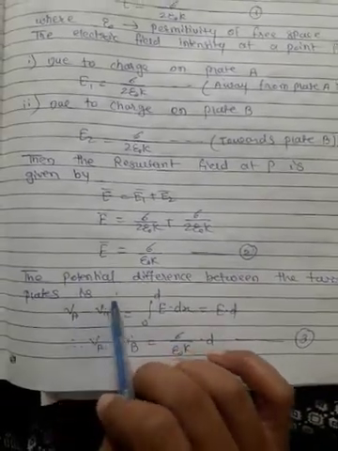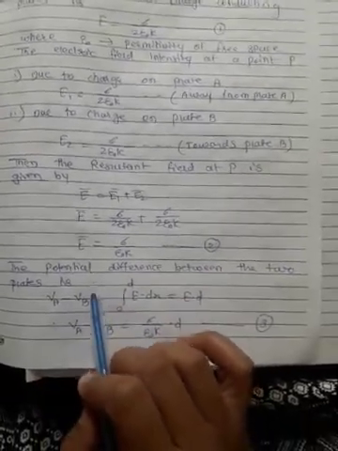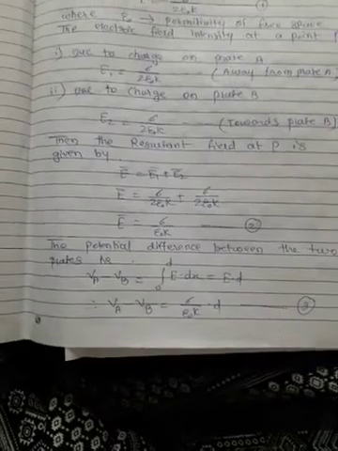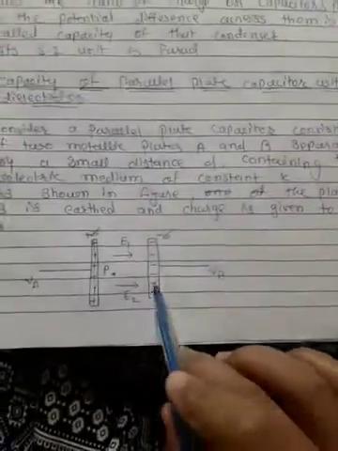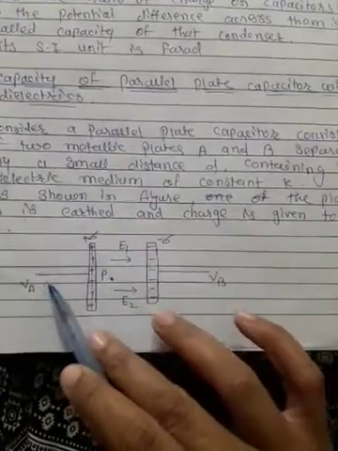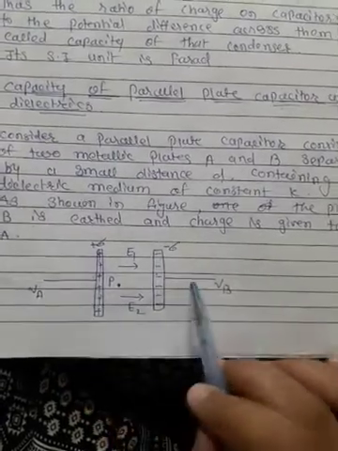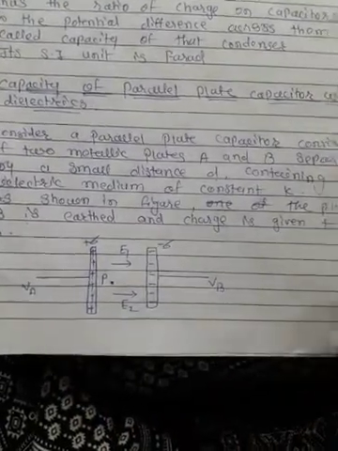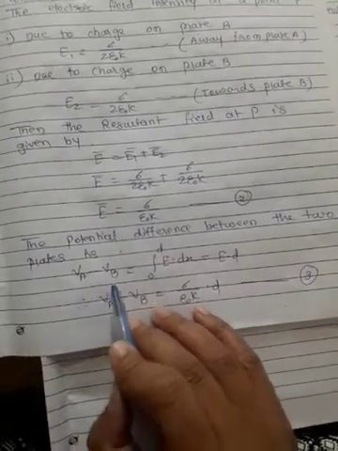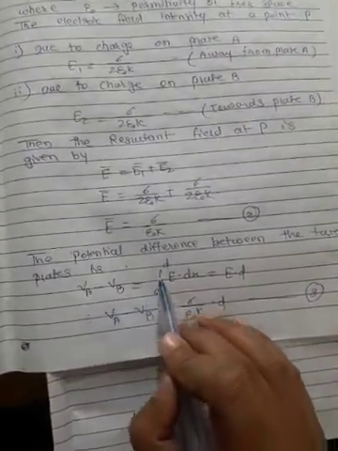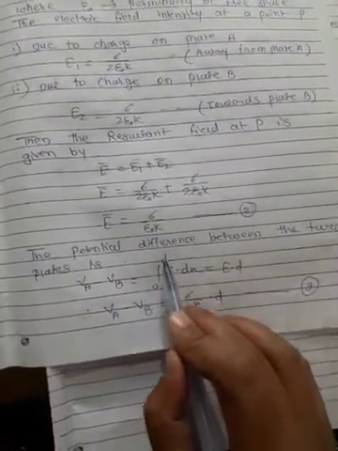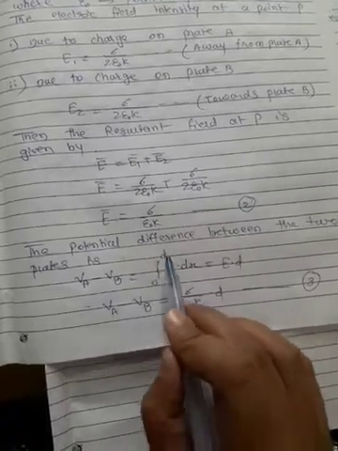Now, for the potential difference between the two plates, we apply a potential to these two plates. Then the potential difference between these two plates is defined by VA minus VB equals the integration from 0 to d, where d is the distance between the two plates.